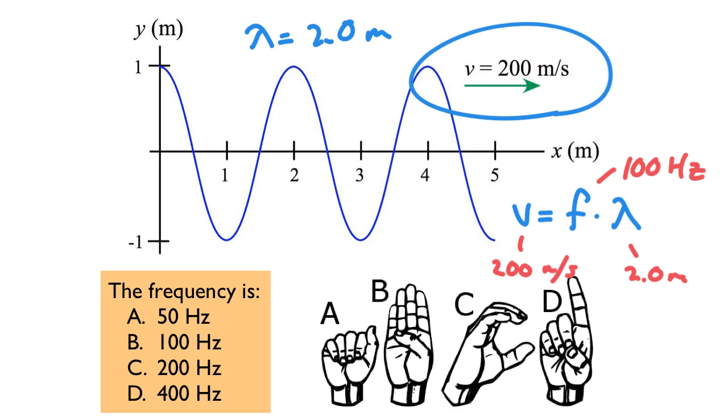So as this wave is moving by at 200 meters per second, and there's a distance of 2 meters between successive peaks, a peak is going to hit me 100 times a second. That just makes sense. So that's going to be our answer for here. It's 100 hertz.